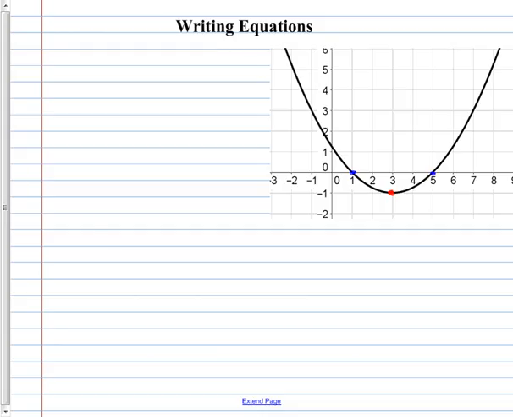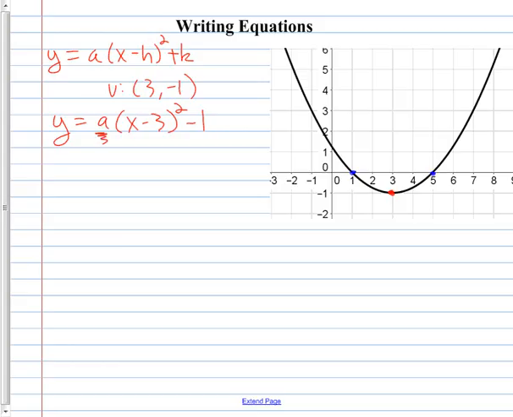Vertex form is y equals a(x minus h) squared plus k. And the vertex is (3, -1). Right? (3, -1) is the vertex. So we'll plug that into vertex form and see what we get. So y equals a(x minus 3) squared minus 1. That looks pretty good. The only issue is I need to know what a is.